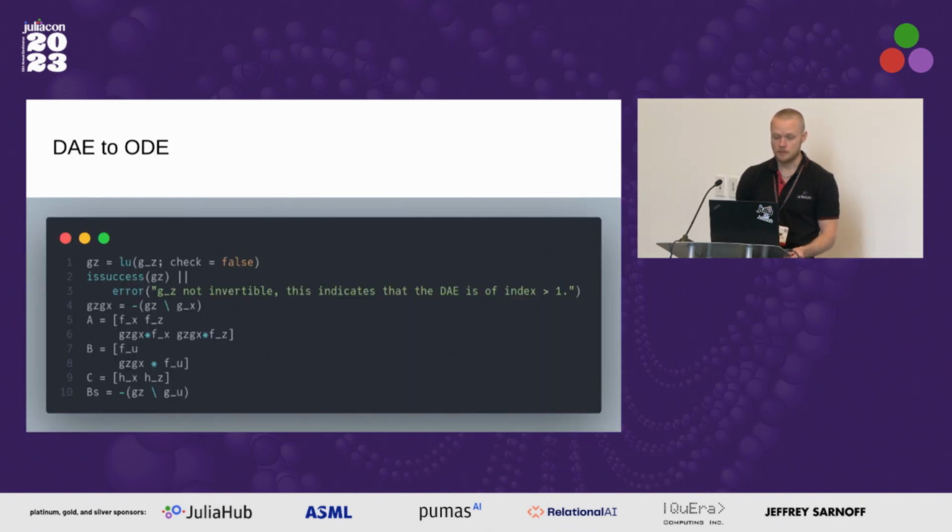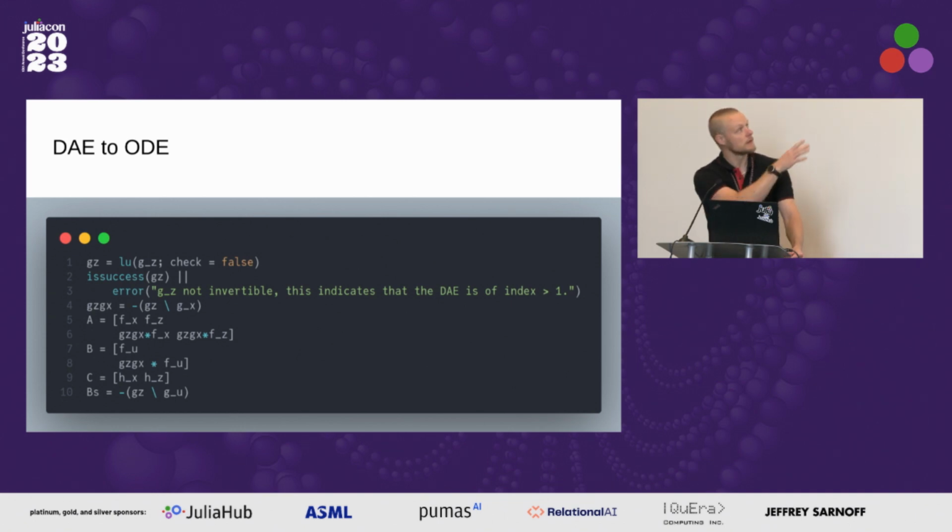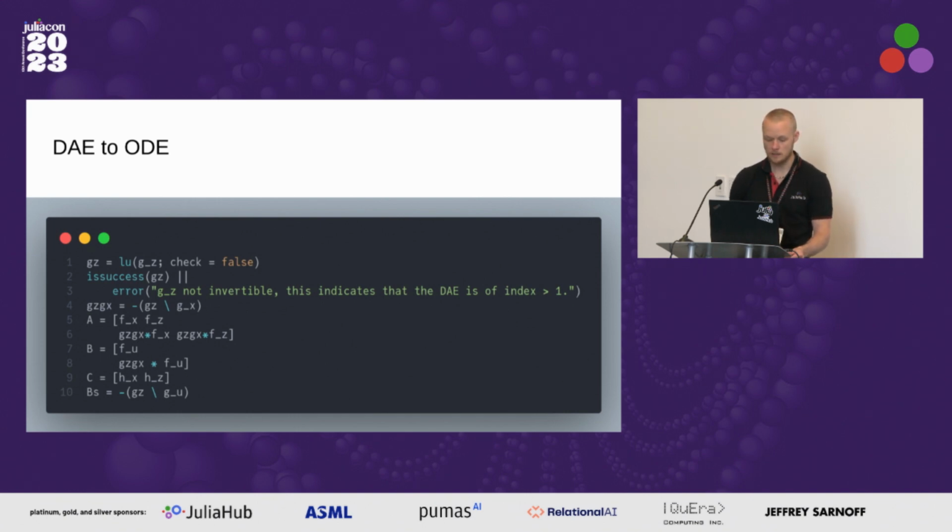The next step is to transform that to an ODE system. And I show you the code here just to highlight that it's actually just linear algebra to do that. It's very simple. If you don't have any algebraic variables, most of these things are actually of size 0, so then it's exceptionally simple. But even if you have algebraic variables, it's just linear algebra.